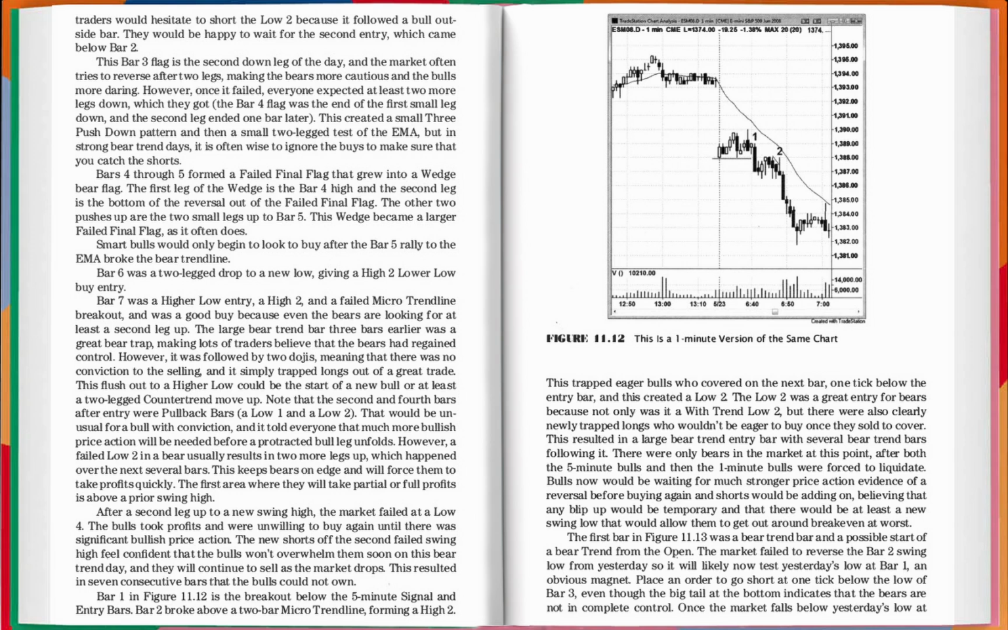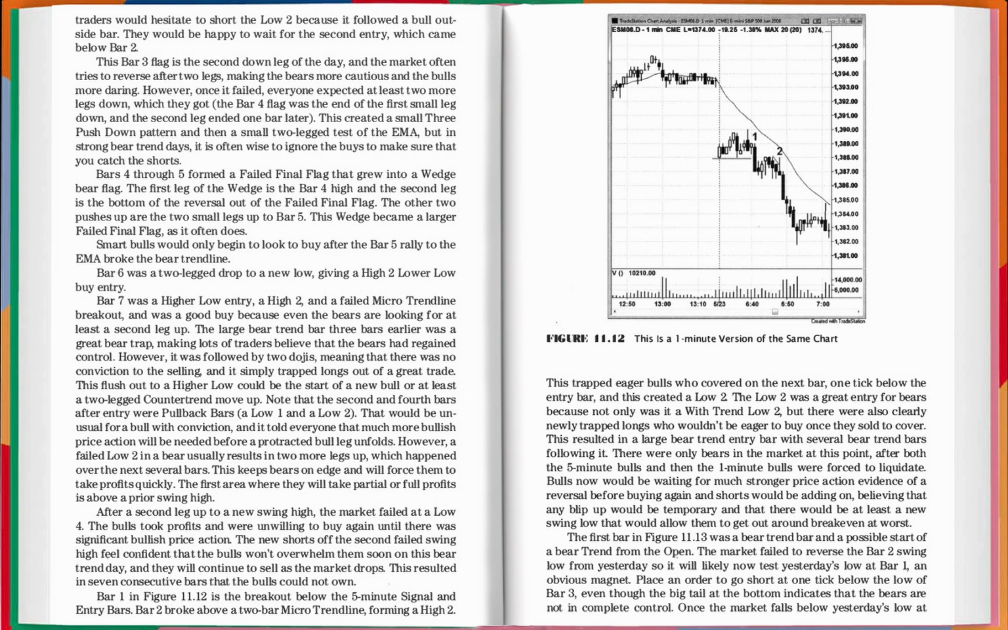There were only bears in the market at this point, after both the 5-minute bulls and then the 1-minute bulls were forced to liquidate. Bulls now would be waiting for much stronger price action evidence of a reversal before buying again, and shorts would be adding on, believing that any blip up would be temporary and that there would be at least a new swing low that would allow them to get out around break-even at worst.